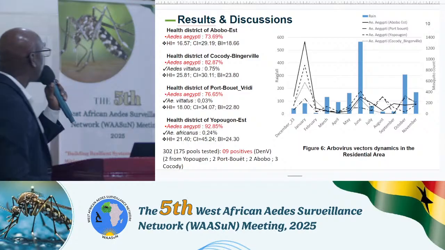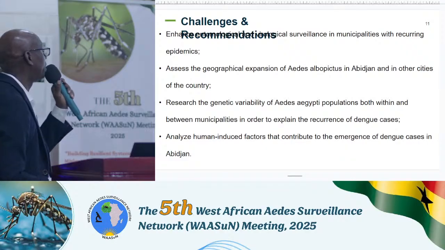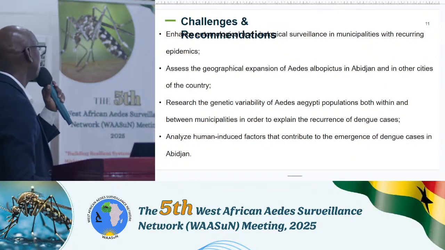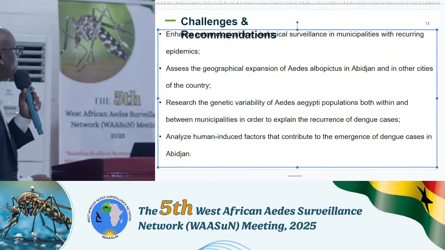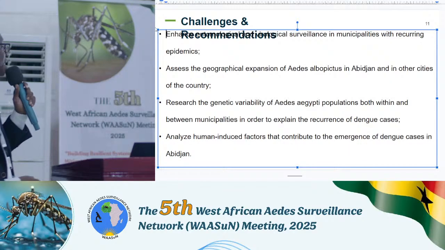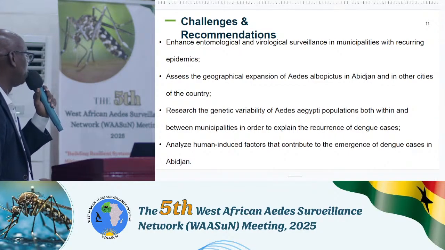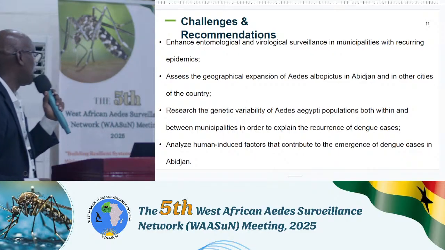What are our challenges or recommendations? We still want to enhance our entomological and virological surveillance in the municipality. We want to assess the geographical expansion of Aedes albopictus in all Abidjan and other cities of the country. We want to continue work on Aedes aegypti to study genetic variability in order to explain the recurrence of dengue cases. We also want to analyze human-induced factors that contribute to the emergence of dengue cases in Abidjan.